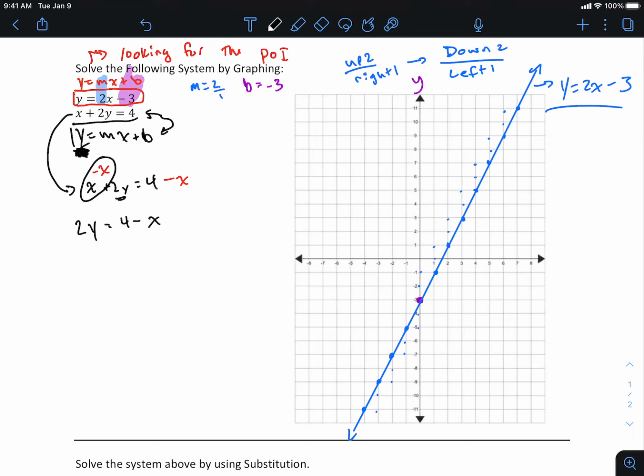Okay? Now the y still isn't by itself yet. Okay? But I could divide both sides by 2. And what I do to one side, I have to do to the other. And everything has to be divided by 2, right? And so you end up with this, okay, 2 divided by 2 is now 1y is equal to 4 divided by 2 is 2 minus x over 2.